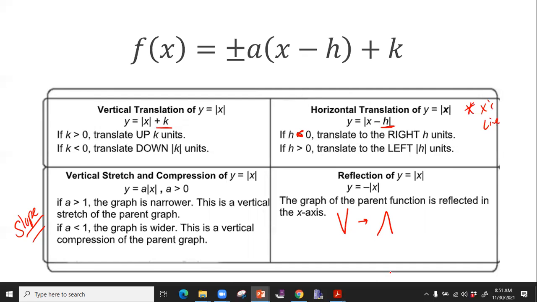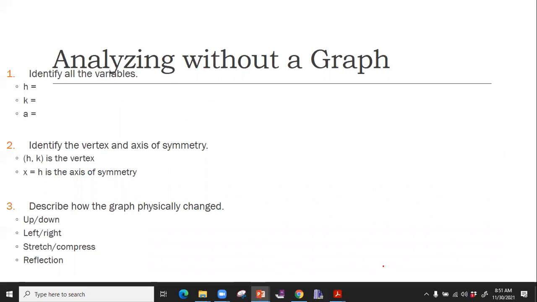All right, let's apply it. So analyzing without a graph. The first thing you're going to do is identify all your variables, your A, your H, your K, and go from there. Then you're going to identify the vertex and the axis of symmetry. Your vertex is your H and your K. X equals H is your axis of symmetry. And then you're going to describe how the graph physically changed. Did it go up, down, left, right, stretch, compress, or reflect?